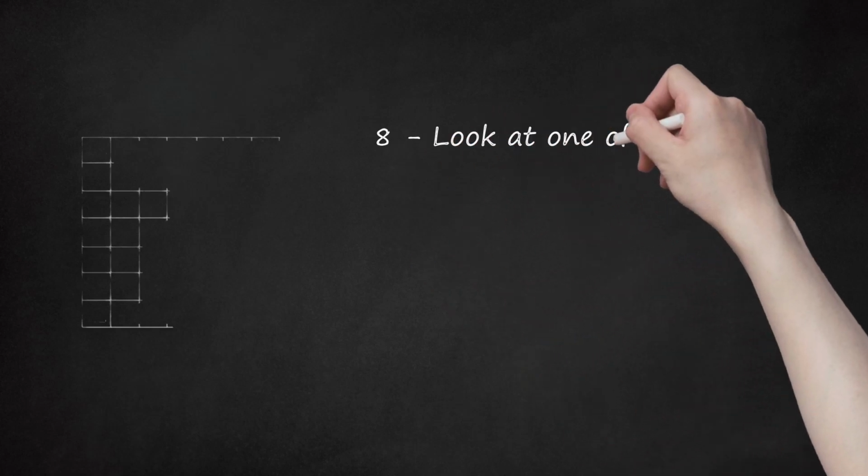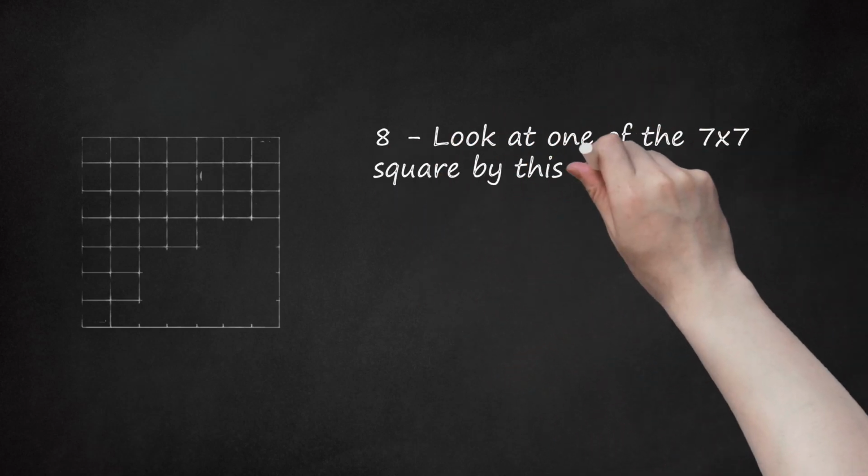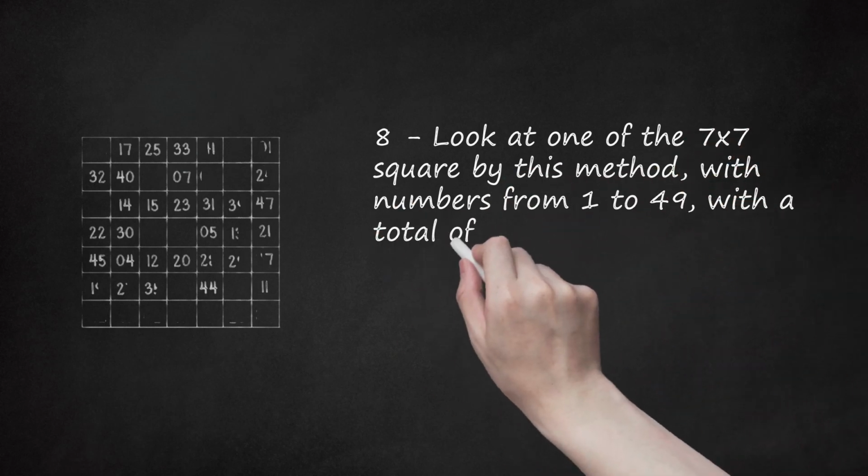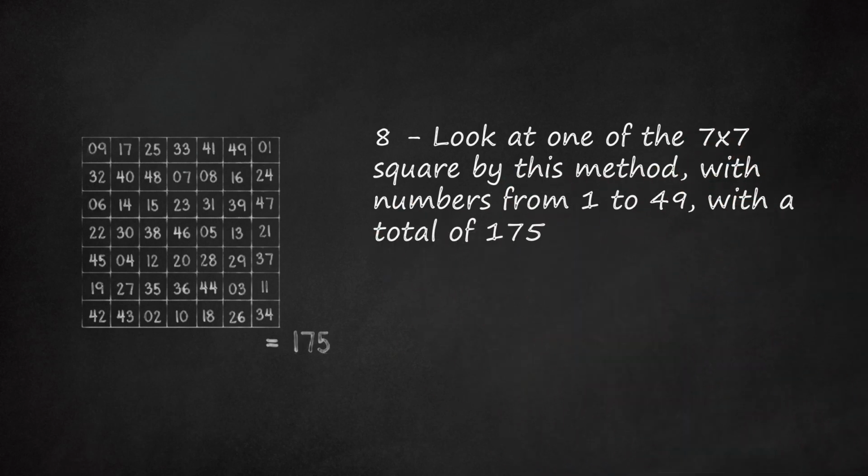8. Look at one of the 7 by 7 squares by this method, with numbers from 1 to 49, with a total of 175. a equals 1, b equals 2, c equals 3, d equals 4, e equals 5, f equals 6, g equals 7, and A equals 0, B equals 7, C equals 14, D equals 21, E equals 28, F equals 35, G equals 42.